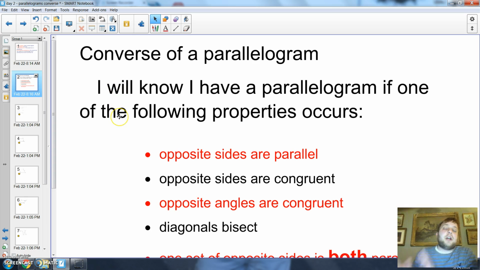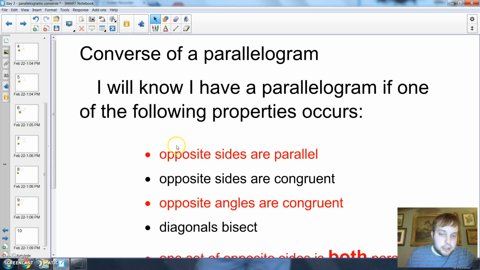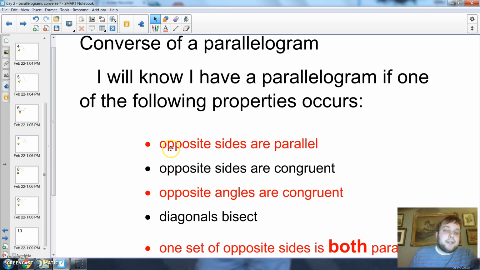Alright, so we're talking about parallelograms a little bit more again. They call this converse of parallelograms, but really, guys, we kind of already talked about this. I will know I have a parallelogram if one of the following properties occurs. First of all, opposite sides are going to be parallel to each other.